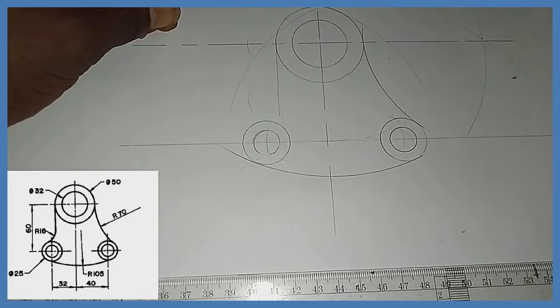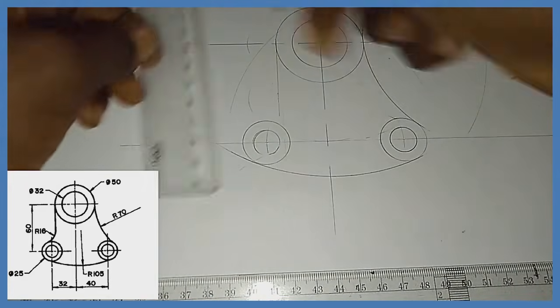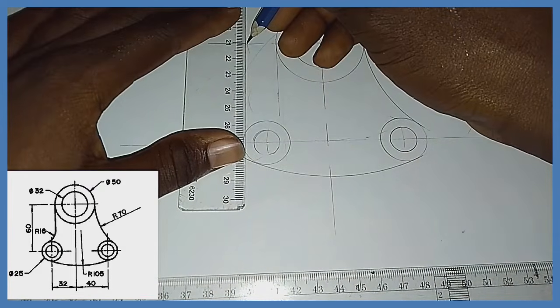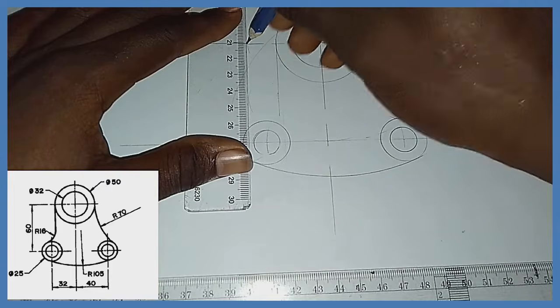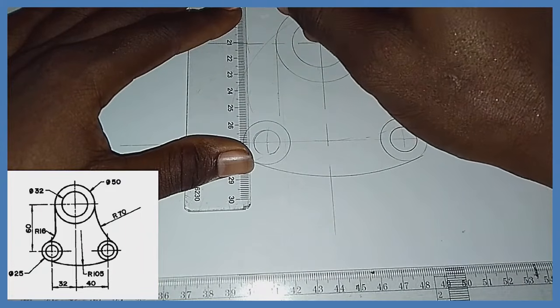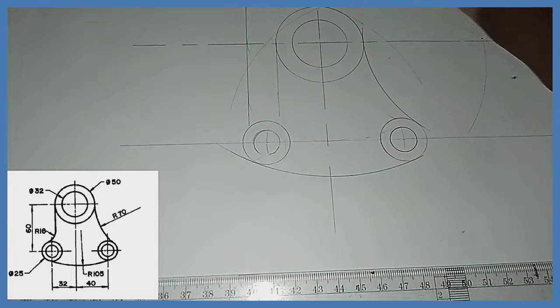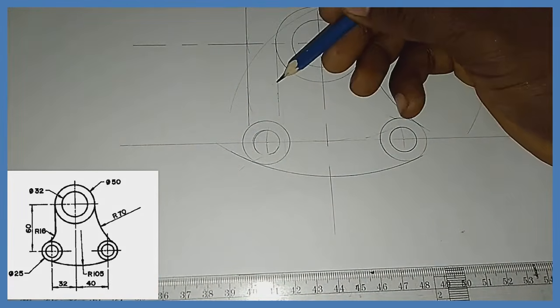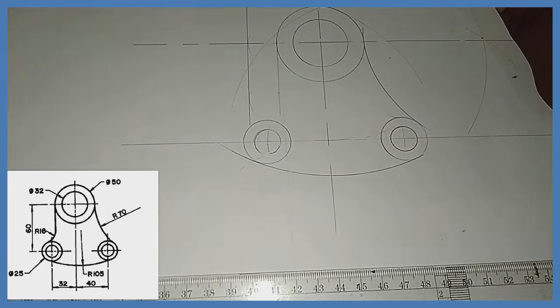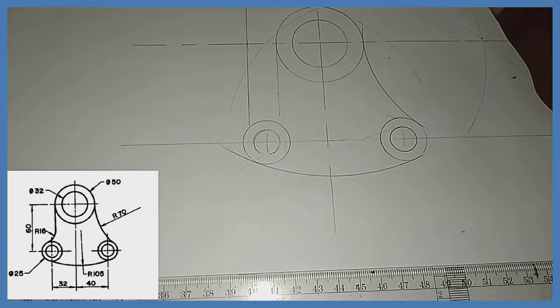What I'm trying to do is drawing a line parallel to this very line, separated by a distance of 16 mm. That's what I'm trying to do. All right, so just follow me. Okay, so I have this line now. So the distance between this line and this line is 16. Okay, so what is the second procedure?